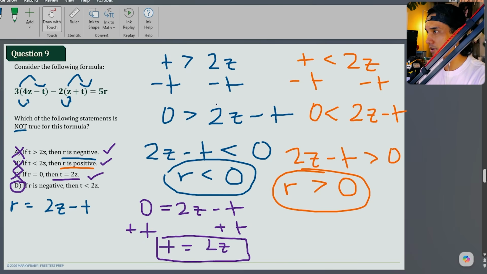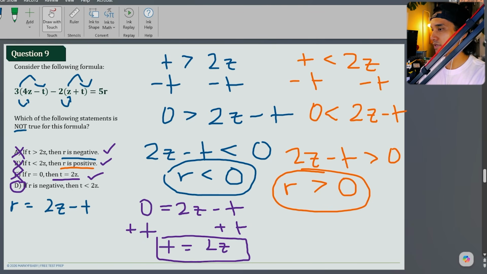I find the 0 boundary for each of these. When I isolate and make it 0, I get a 0, and then I just replace that 2z minus t, right here, with my r, and then I get the statement. That's all you have to do. It sounded confusing, and I hope I didn't just word vomit, but usually what I do is I plug in numbers, but in this case, you don't have to do that. Let's go ahead and move on to question number 10.